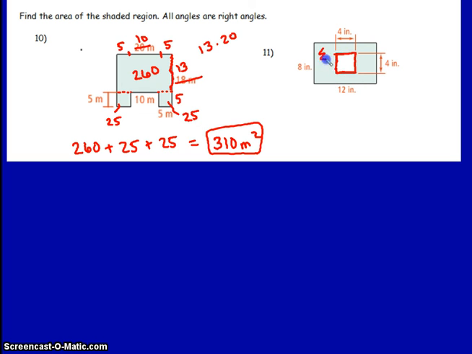Again, the shaded part for number 11 is all the way around. And your hint for number 11 is take the big rectangle and subtract the small rectangle. And when you do that, you should get 80 square inches.